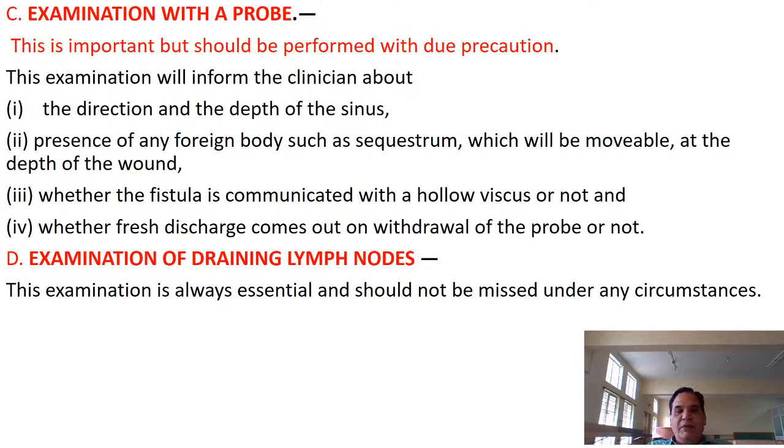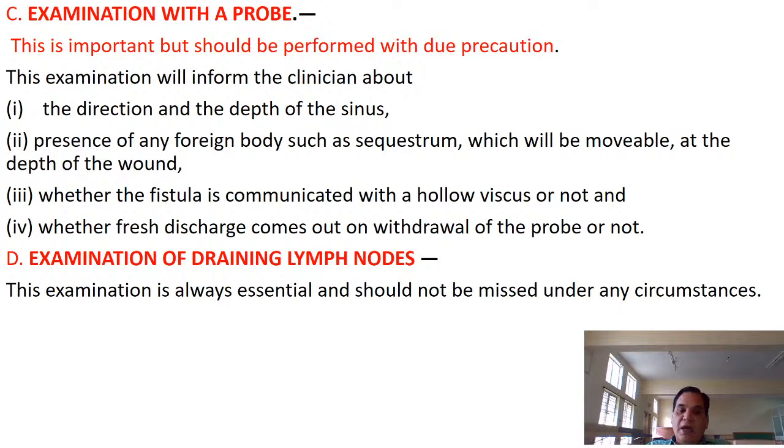And how do you examine it? In the probe examination, what are you supposed to do? First, you have to determine the depth of the sinus and the direction, because direction is very important, to know which structure it is likely to be attached to. You must try to find out if there is any sequestrum by touch. There will be some type of noise, whether there is a communication with the hollow viscus or not. And remember, when you remove the probe, see whether fresh discharge is coming out or not. Fresh discharge coming out is a sign of a chronic non-healing sinus.